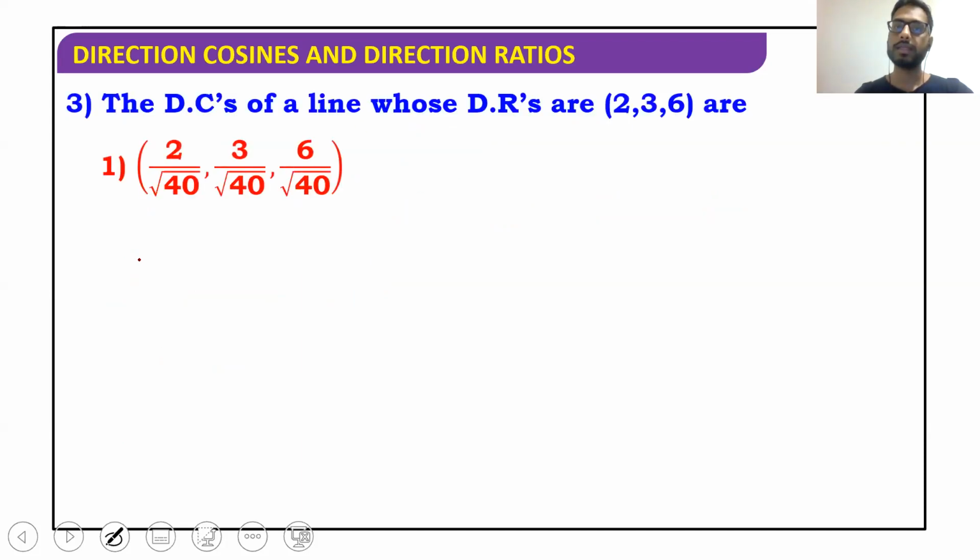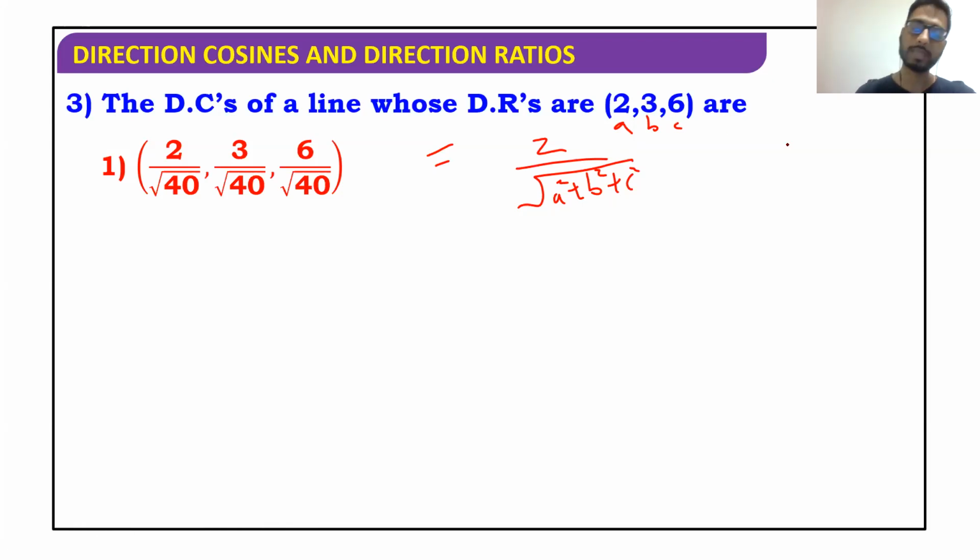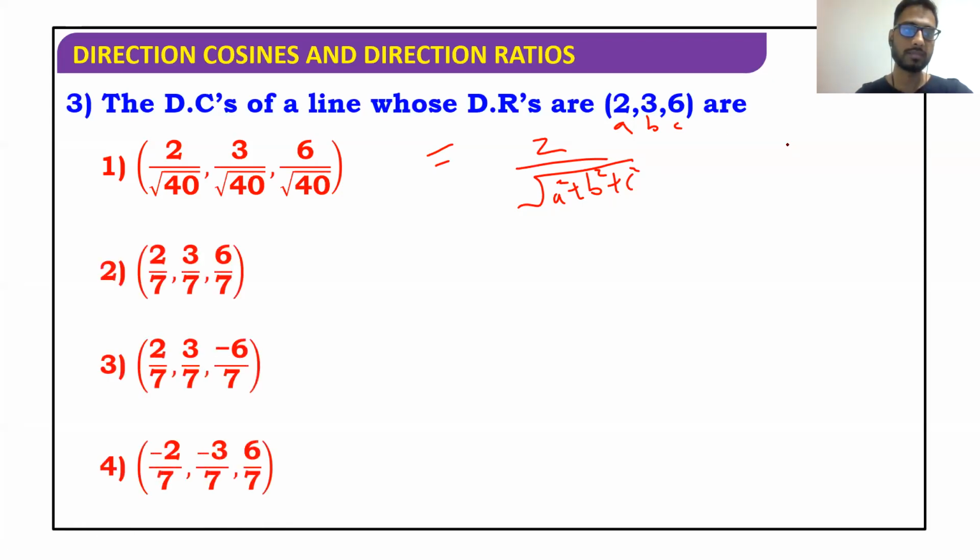Next, direction cosines of a line where we have the direction ratios. The relation between direction cosine and direction ratio is that the direction cosine is going to be a upon under root of a square plus b square plus c square. In this case, the values of a, b, c are 2, 3 and 6. Therefore, 2 square is 4, 3 square is 9, 6 square is 36. 36 plus 4 is 40, plus 9 is 49, and under root 49 is 7. So the answer should be 2 by 7. Similarly, you can get the y and z coordinates. The c value should be 6 by 7. So the answer is 2.